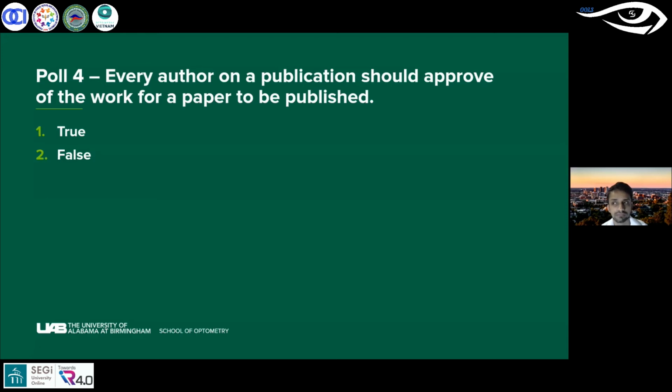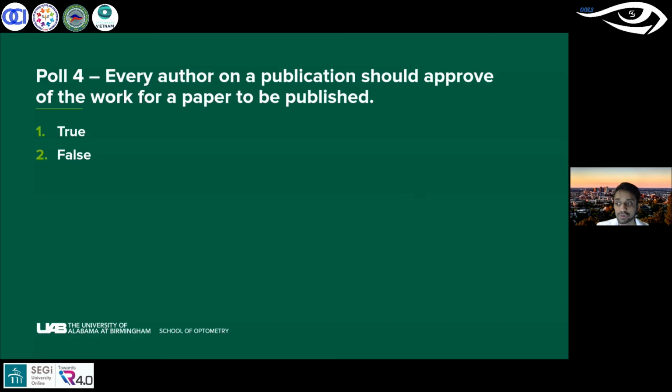This comes especially for publications. So I wanted to know if every author on a publication should approve of the work for a paper to be published. So if you've written a whole paper, every author on that paper, should they know everything that has been done and how it's been done? Yes or no? About 84% think that yes, it is necessary for all the authors involved to approve, and about 16% say it's not really necessary. So yeah, most of you are correct.